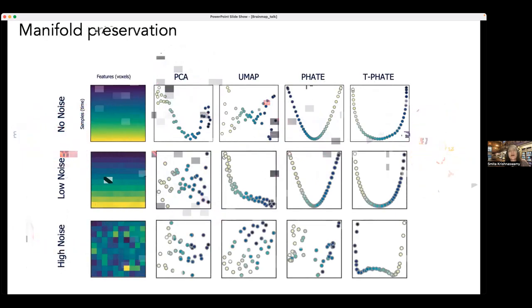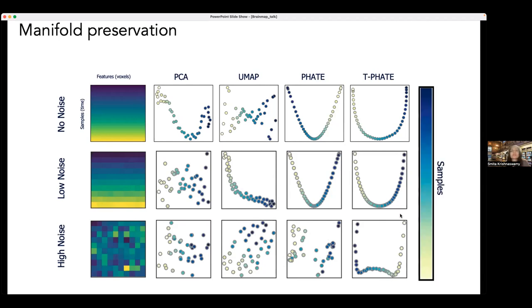And then this operator does a better job of preserving the manifold when you have dynamic traces of your system. This shows the difference between these, and it is particularly useful in very high noise settings, which neuroscientific systems have. So things like PCA don't retain this kind of U-shaped structure. If you get even more noise than PHATE can handle, since PHATE is already denoising, then you would need T-PHATE because it also uses temporal autocorrelations to denoise.